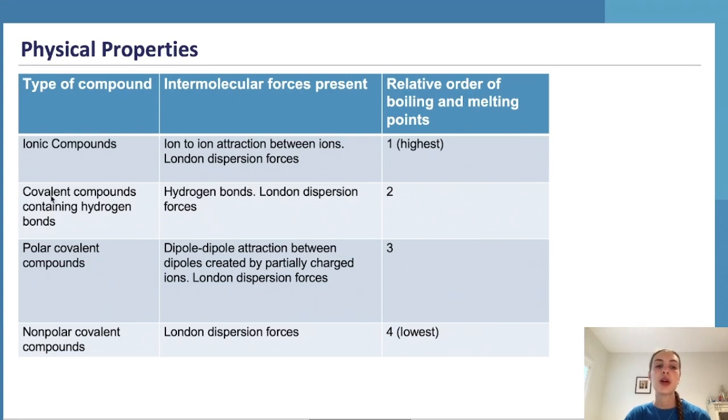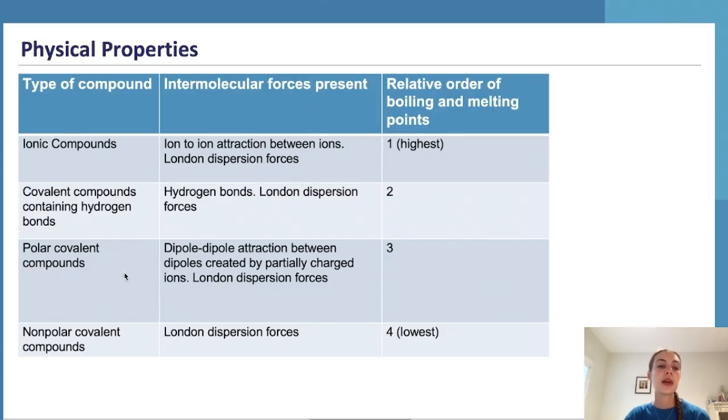The next one we've got is covalent compounds which contain hydrogen bonds, that being an oxygen, nitrogen, or fluorine bonded to a hydrogen in a particular covalent compound. And so this will mean that there will be hydrogen bonds present and London dispersion forces present. There may also just be general dipole-dipole interactions present as well, depending on the particular molecule. And so they will have the second highest melting and boiling point. If we're just considering hydrogen bonds, dipole-dipole interactions, and London dispersion forces, then we would say that they have the highest melting and boiling point.